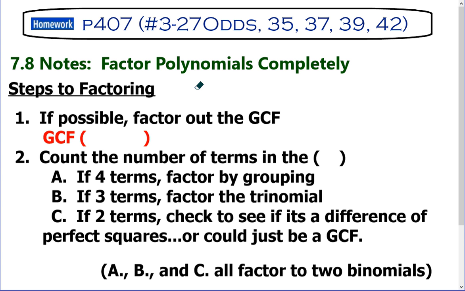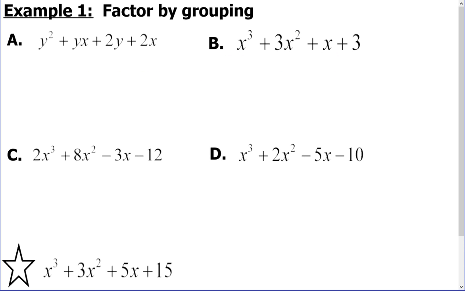So 7.8 is really factor by grouping, which we've already done. So we're just going to review that before we move on to the second part of the lesson. So factor by grouping, we're going to group the first two terms together and group the second two terms together, and we're going to pull the GCF out of both groups. So we're going to pull a y out of this first group, and we're left with y plus x.